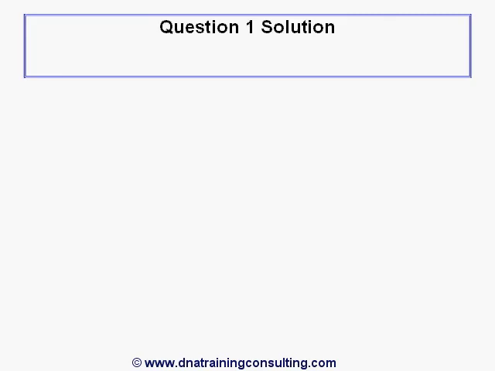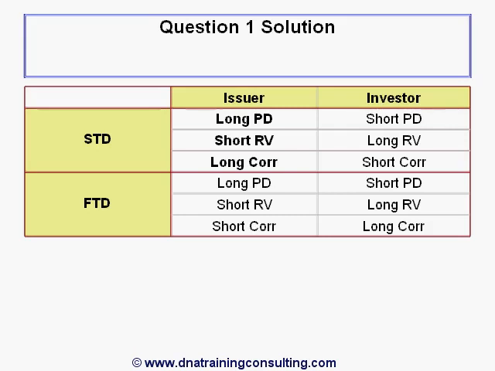Solution to question 1. The diagram we saw in chapter 3 is reproduced here and confirms that the issuer of the STD is long PD, short RV, and long correlation, these 3 positions being highlighted in bold in this table.